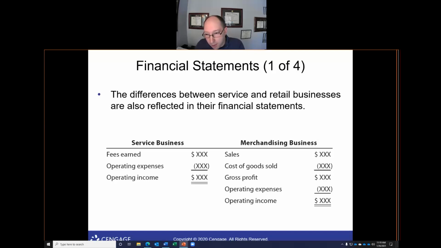So 1,000 minus 200 is $800 of gross profit, and then they'll have some operating expenses. And then they'll have their net income. That's the way a merchandising business income statement appears. Sales minus cost of goods sold equals gross profit.